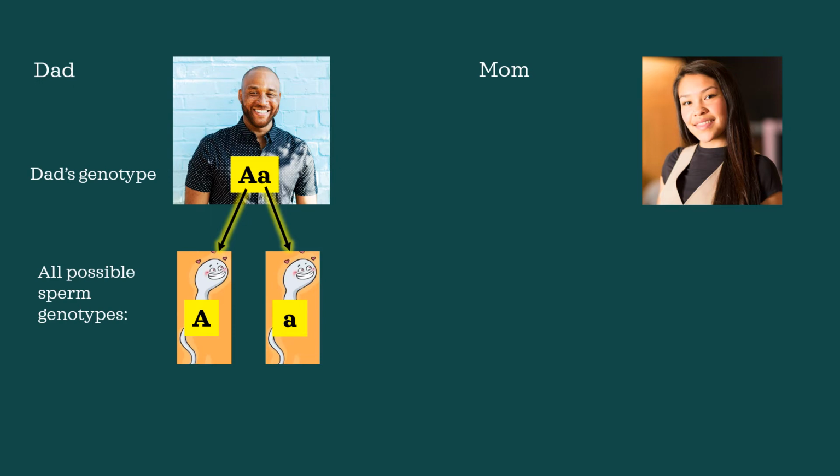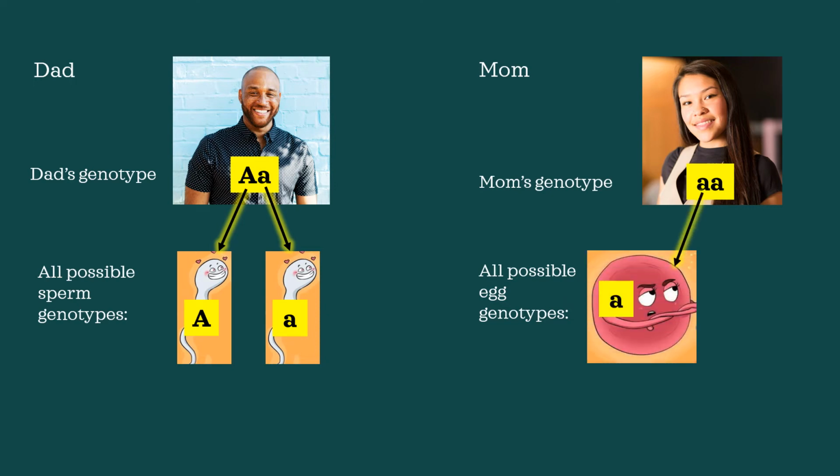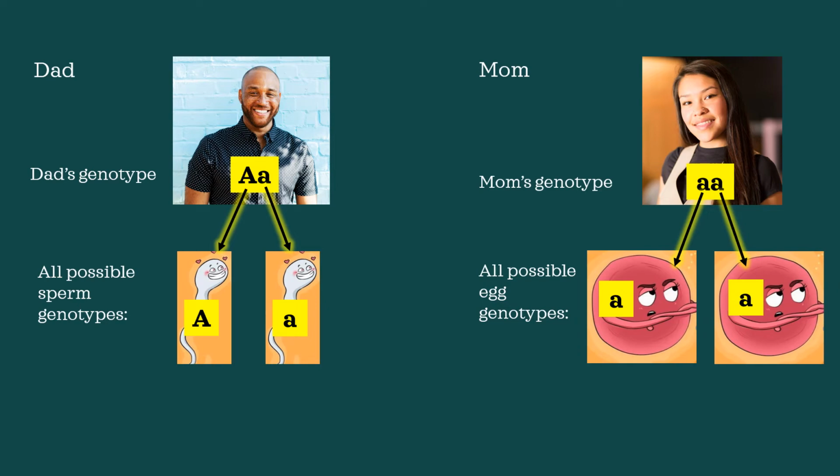Now let's turn our attention to mom. What is her genotype? Just hypothetically, mom's genotype could be lowercase a, lowercase a, meaning that she inherited all the same flavor of the A gene from both her mother and her father. This makes determining all of mom's possible egg genotypes simple. This lowercase a goes into half of her eggs, and this other lowercase a, which is identical, goes into the other half of her eggs. So all of her eggs, if we're just looking at the A gene, they're all the same.